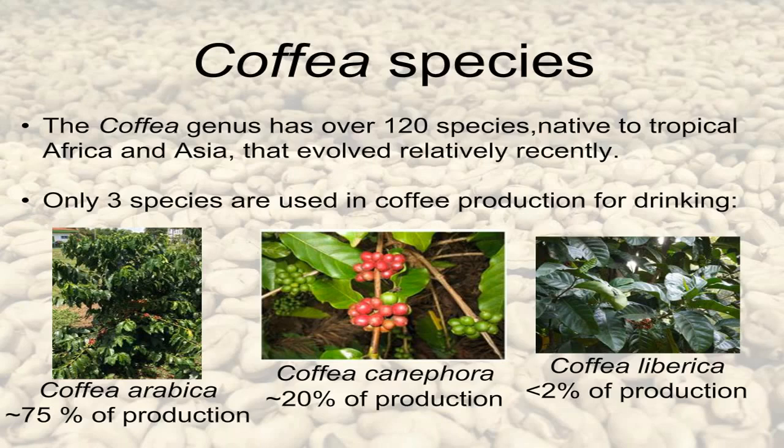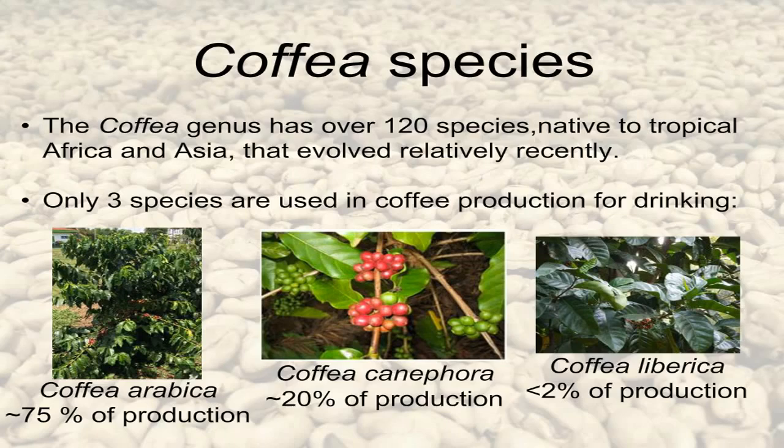There are 3 main species that are used for drinking coffee, but the actual coffee genus has over 120 species. So they're native to tropical Africa and Asia, and they've all evolved rather recently on the evolutionary timescale. So you can see here the 3 different species that are used mainly for drinking coffee. So coffee arabica would be the main one. So this would be your drip coffee, your espresso, your lattes. This accounts for about 75% of coffee production.